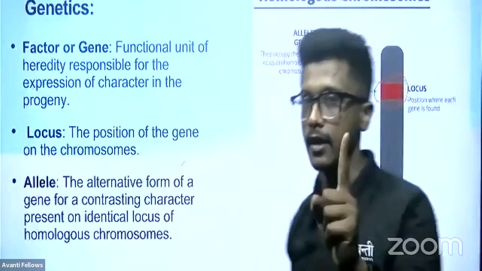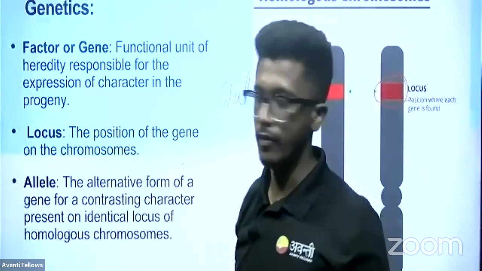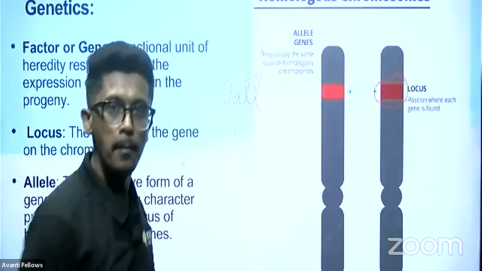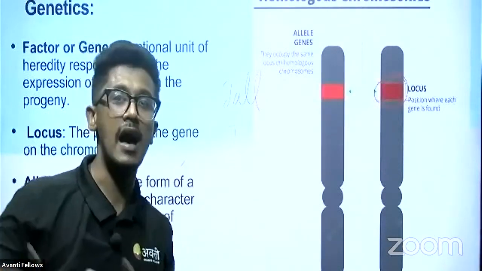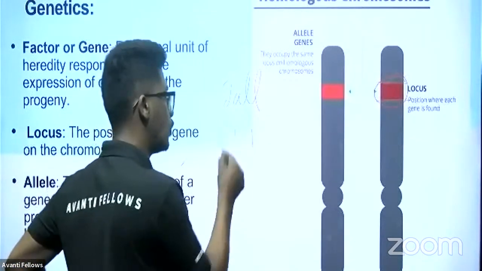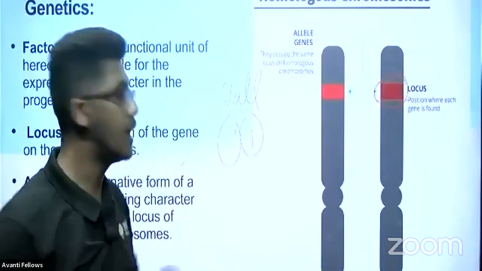See, height is a character, tall or dwarf. Now, if I express the genes, I will call it tall genes. But if I express the same genes in the form of alleles, I take them as pairs. You get my point? So this is one allele, this is another allele for the same character. So why am I taking two?